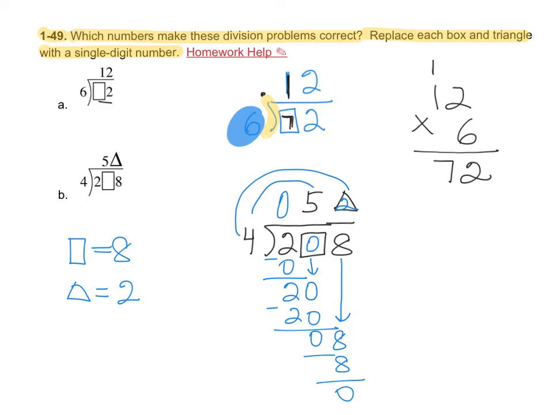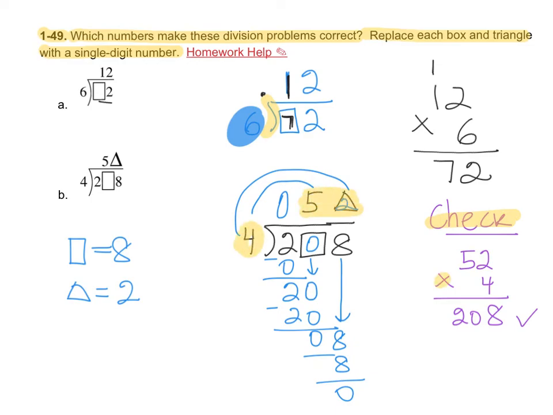I could check my work with multiplication. So go ahead and pause the video and check your work using multiplication yourself, and then come back to check my work. So I multiplied on the side here to check my work. So I used the result 52 times the divisor 4, and I got the total of 208, which verifies my work was correct.